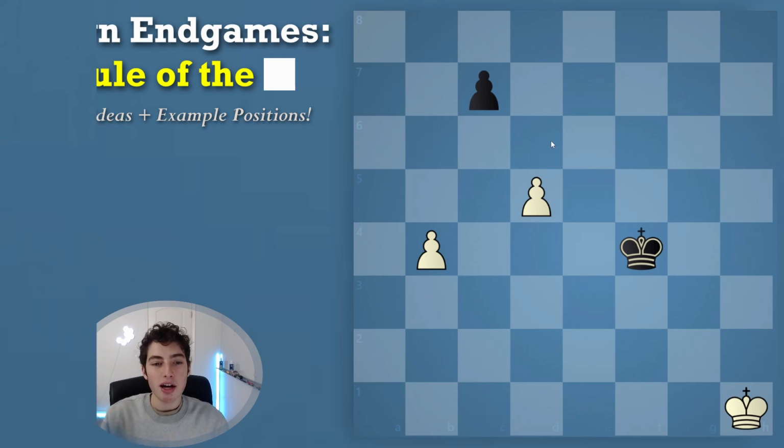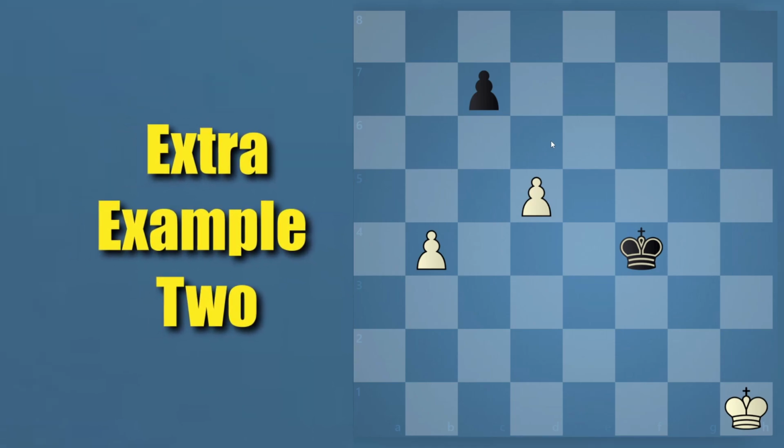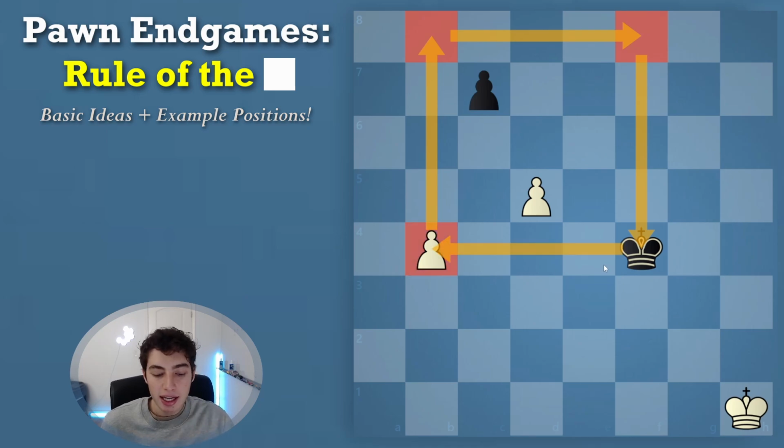And that takes us to the final and most complicated example. I'd urge you to pause the video and take some time on this one. And let's go ahead and explore it. One of the important ideas or tenets of the rule of the square is that when you draw this square on the board, if the king is in that square, all that guarantees is that the king, if it goes in its fastest way possible, can stop the pawn.